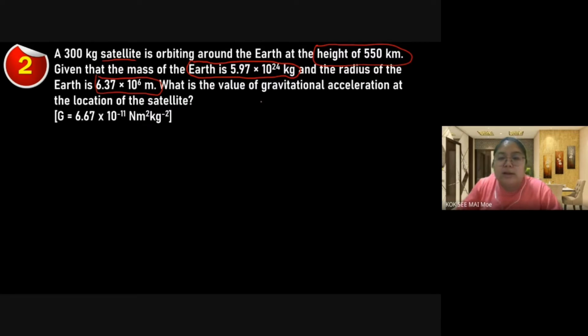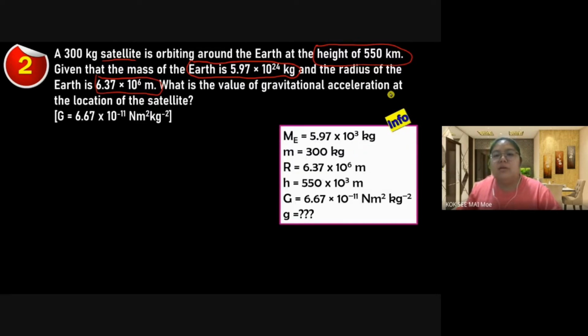So they ask, what is the value of the gravitational acceleration? So we just write the info. Mass of the Earth. This one is the mass of the satellite. This one is the radius of the Earth. This one is the height, to the power of 3 because I want to convert to kilometers. This one is the gravitational constant.